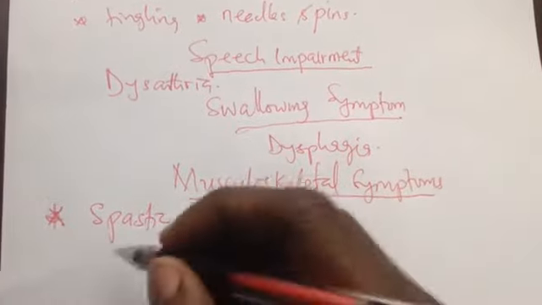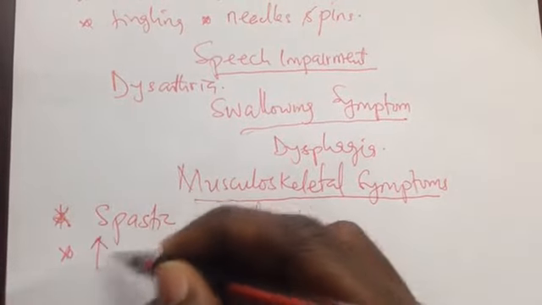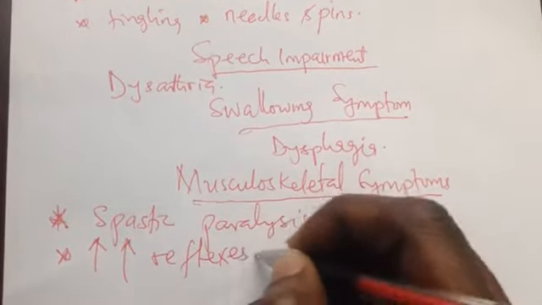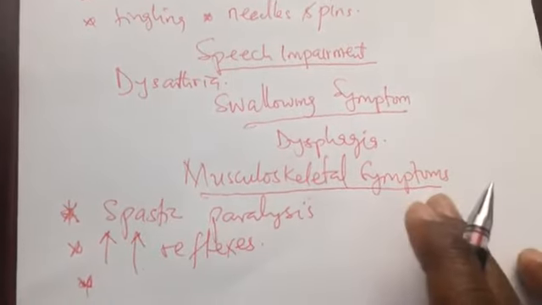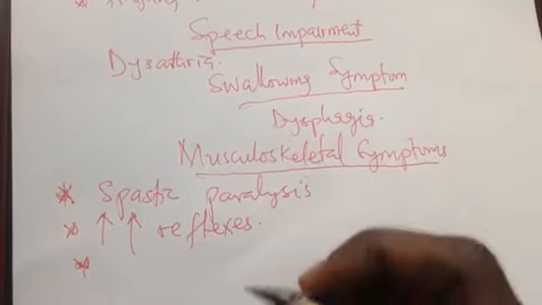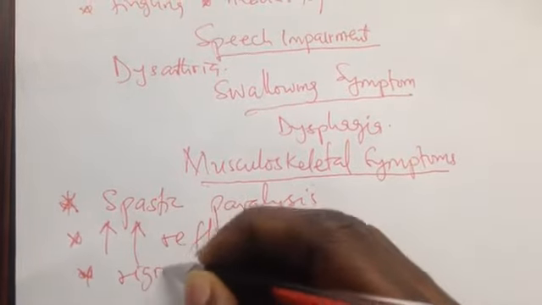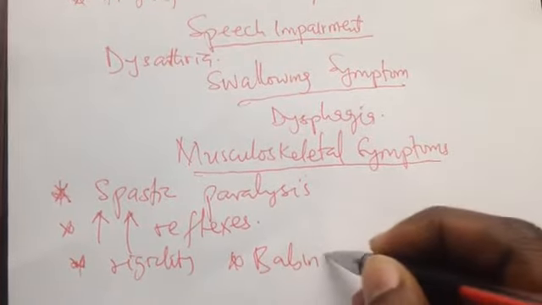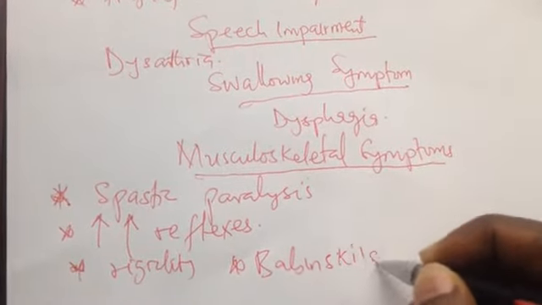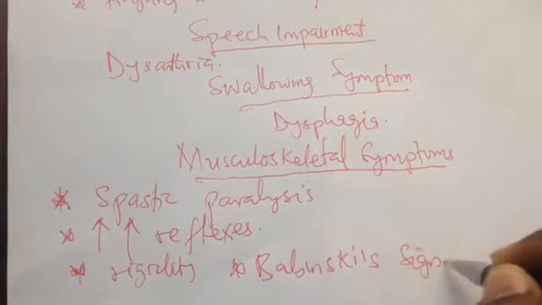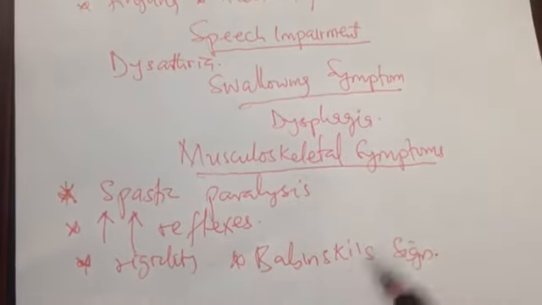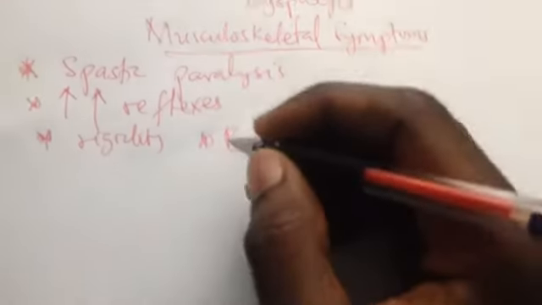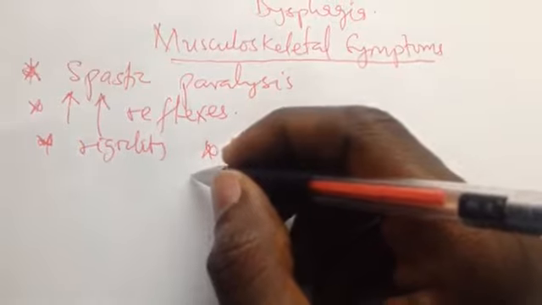So we're going to have increased reflexes, that is hyperreflexia. And then it will show rigidity, and a positive Babinski sign. So all of this signifies an upper motor neuron lesion, actually. So that is it. And then there are autonomic nervous system problems.